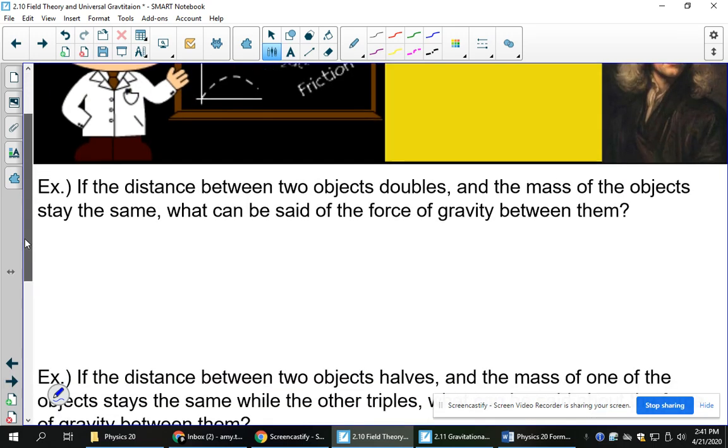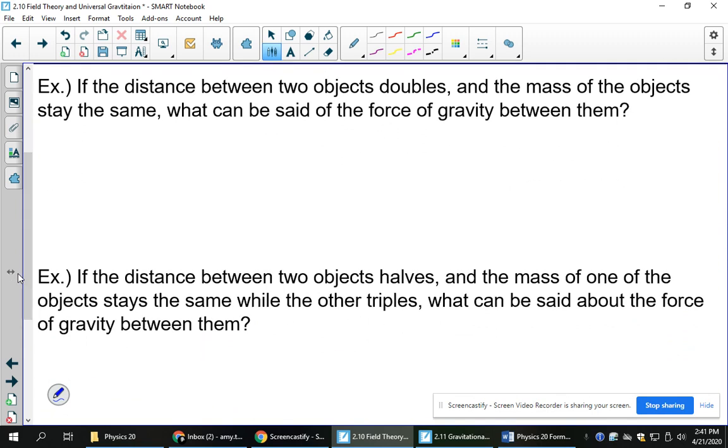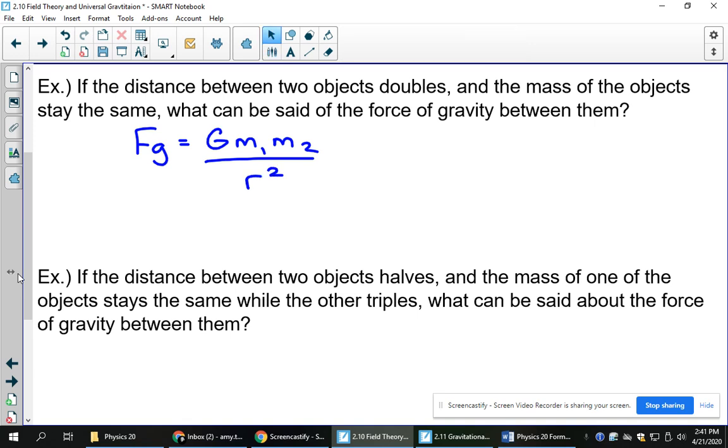If the distance between two objects doubles and the mass stays the same, what can be said of the force of gravity between them? It can be handy to do this in different colors or with highlighters if you have them. We're working with this formula, and we're going to do some doubling, staying the same, and determine what happens to the force of gravity.